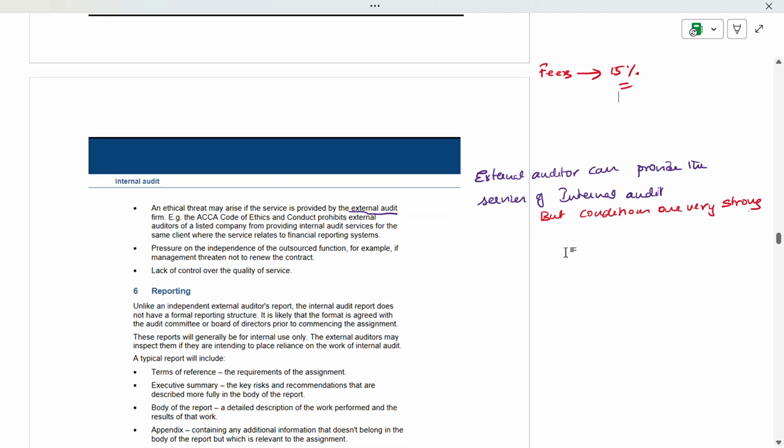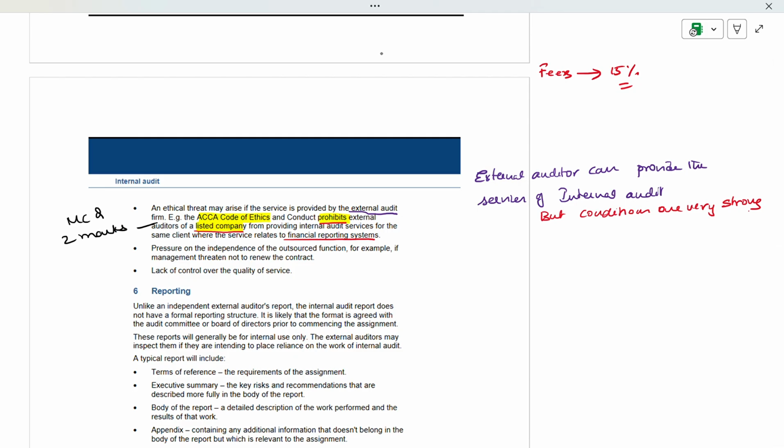First you should decline. Keep it in mind. First you should decline. In extreme cases you may provide it, but you should have very clear terms and conditions. The ACCA Code of Ethics prohibits an external auditor of a listed company from providing internal audit services to the same client where the service is related to financial reporting. They say it prohibits this for listed companies. This is for 2 marks.